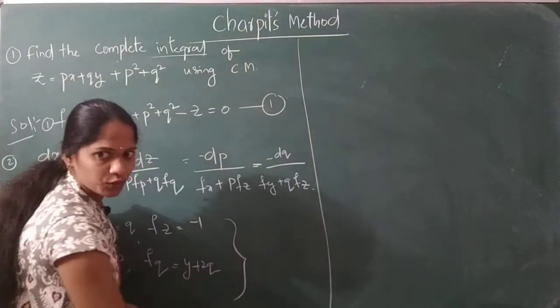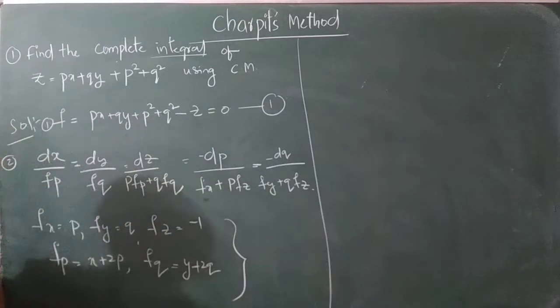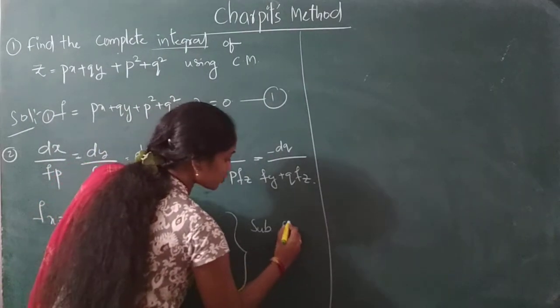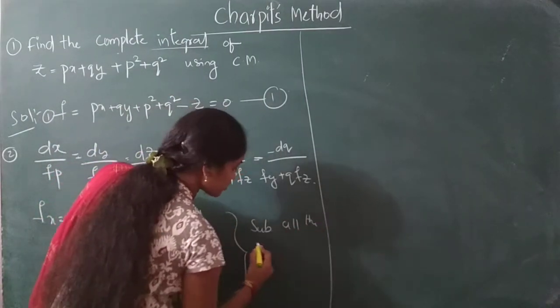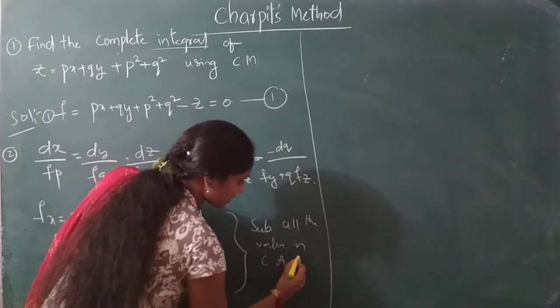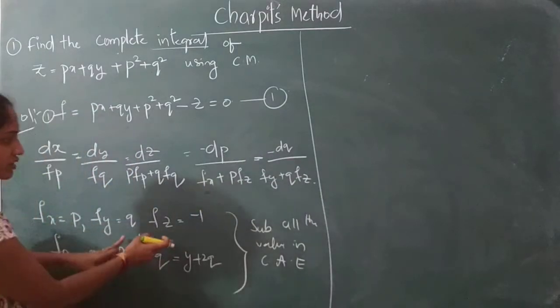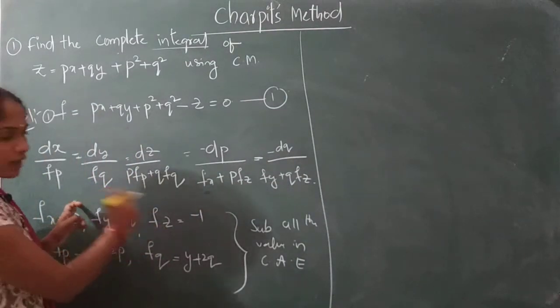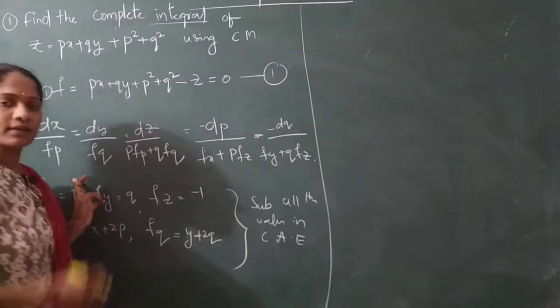Now you have to substitute all the values in Charpit's auxiliary equation. So all these values must be substituted in this Charpit's equation, that is, the auxiliary equation. Then what happens? Let's see.